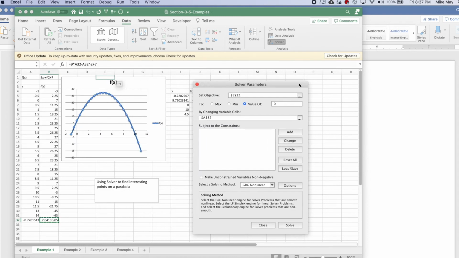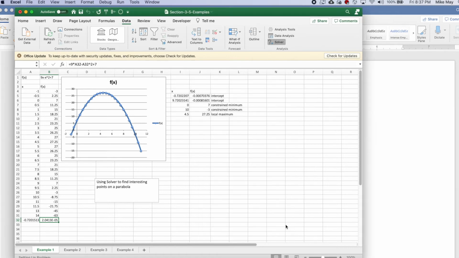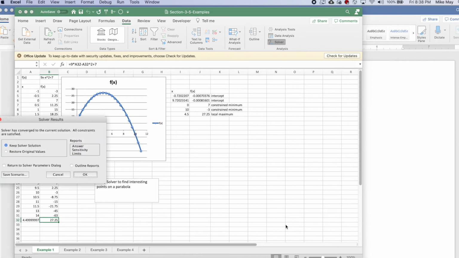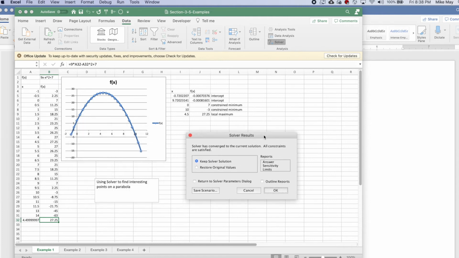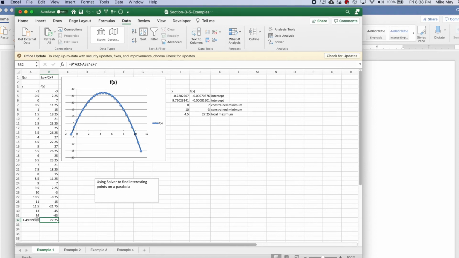I'm going to say I have a function. I want to find the maximum of that function. And I tell it to solve. And it finds that 4.5 is where the maximum is. So I did that without having to go through and compute other things.